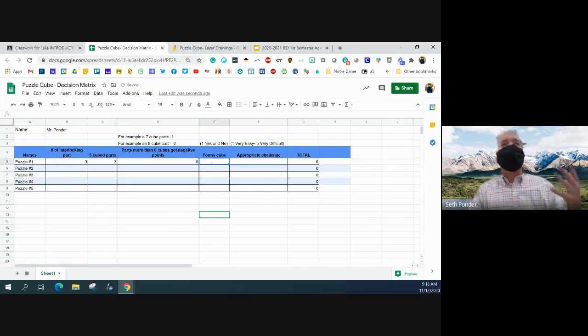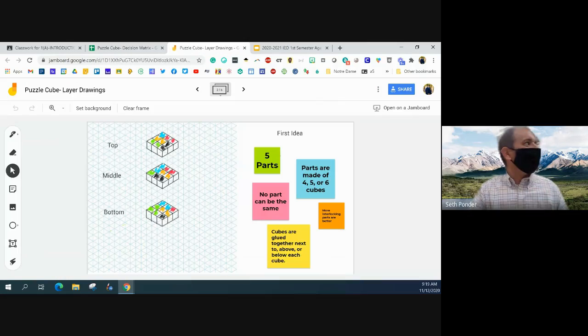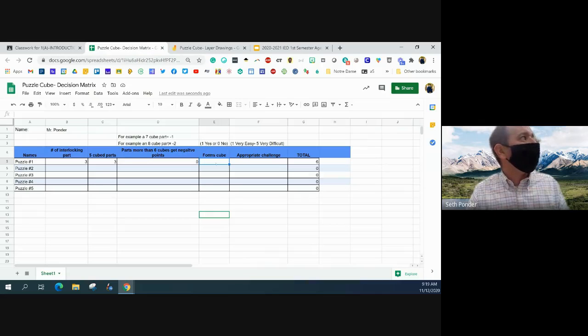Now, does mine make a cube? If I look at my drawing, I stack 3 by 3 by 3, it makes a cube. So this is a binary question: 1 for yes, 0 for no. Yes, we do that. Now, here's where it's kind of like, how difficult do you think it is? This is totally up to you. 5 being very difficult, 1 being very easy.